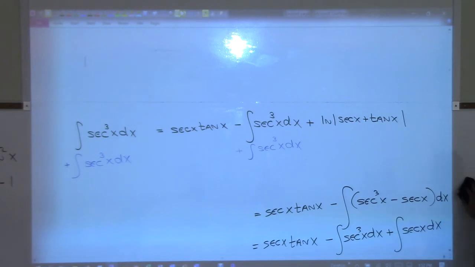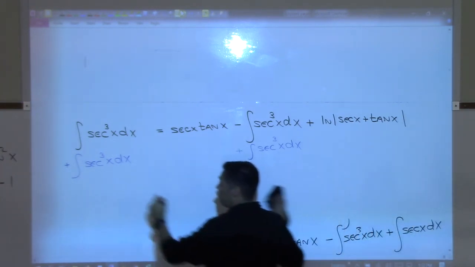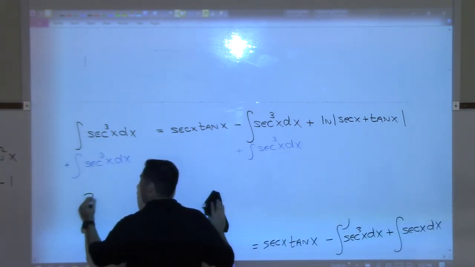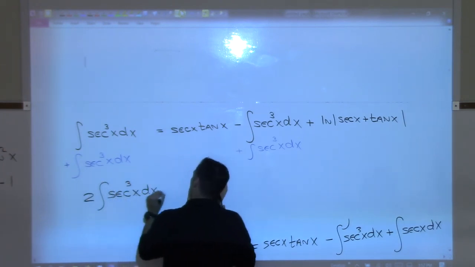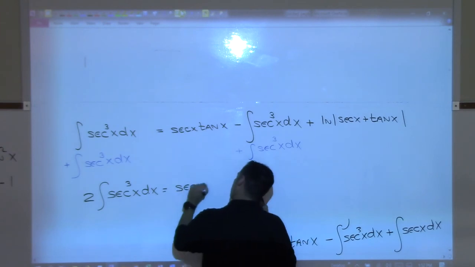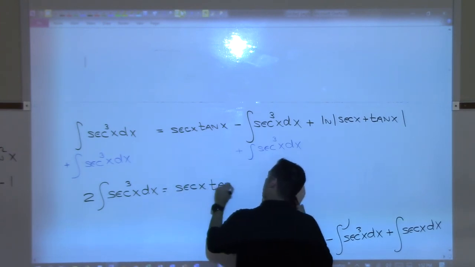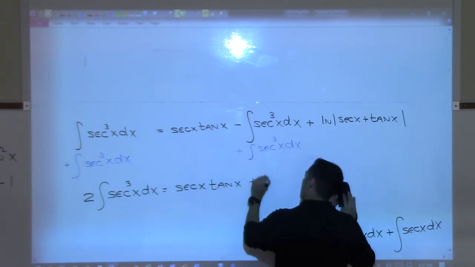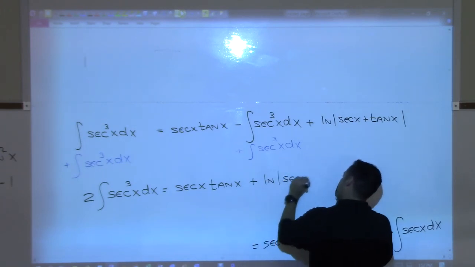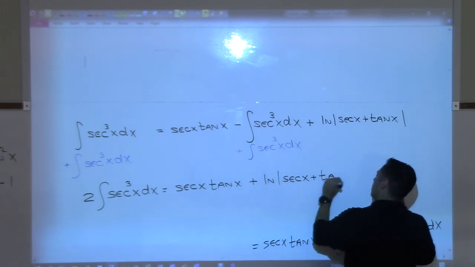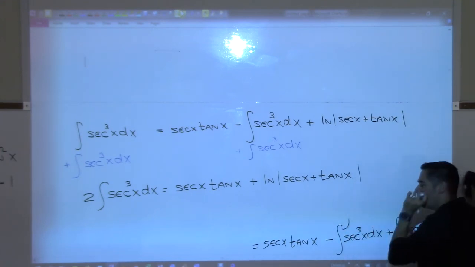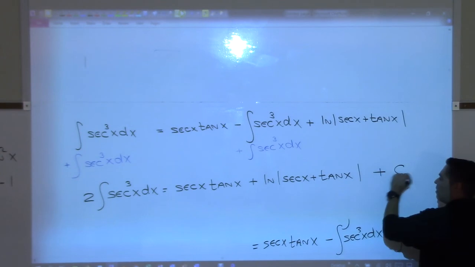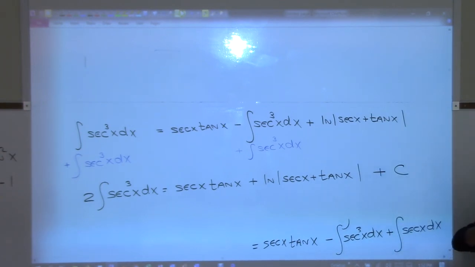All right, so the next line will be these two added together, which is two of them, right? Two of these integrals is equal to secant x tangent x plus natural log of secant x plus tangent x. I'm going to go ahead and put plus c now. We did a problem like this when we had cosine with e, and we said it appeared on the other side.